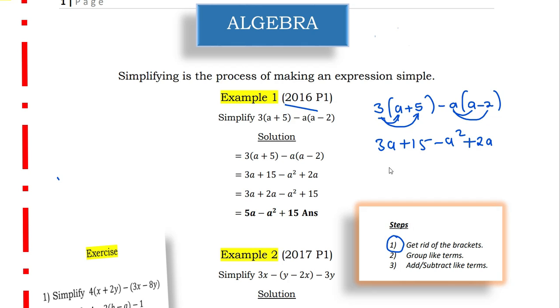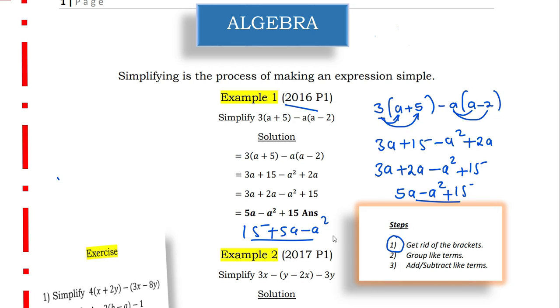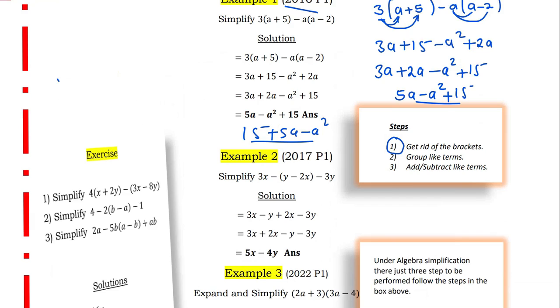So at this point we group the like terms. We've got 3a, it will move with the 2a, and then here I can say minus a squared plus 15. So it will be 5a minus a squared plus 15. So that's it, this is the answer. Again, order doesn't matter. If you want, you can start with the 15 plus 5a minus a squared. It's still the same. You can start with whichever term you want. Okay, so we go to the next example here.